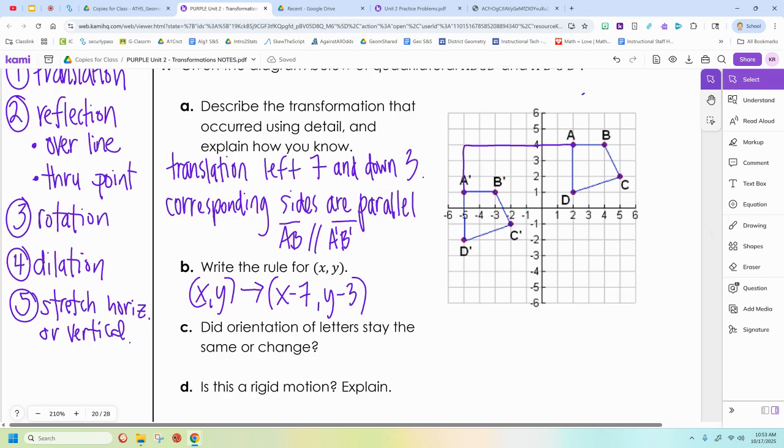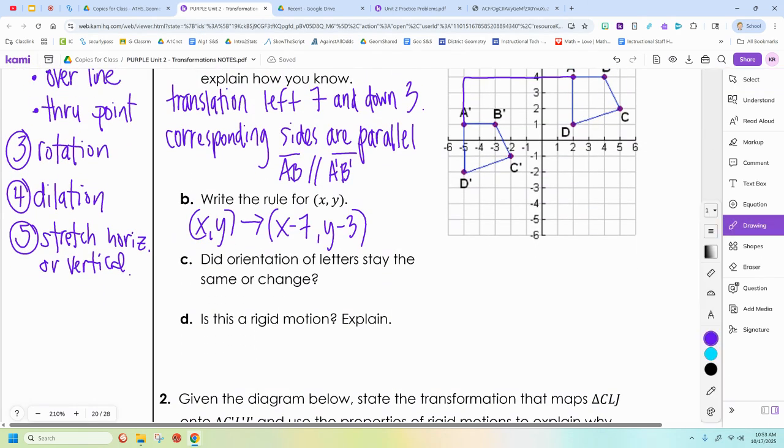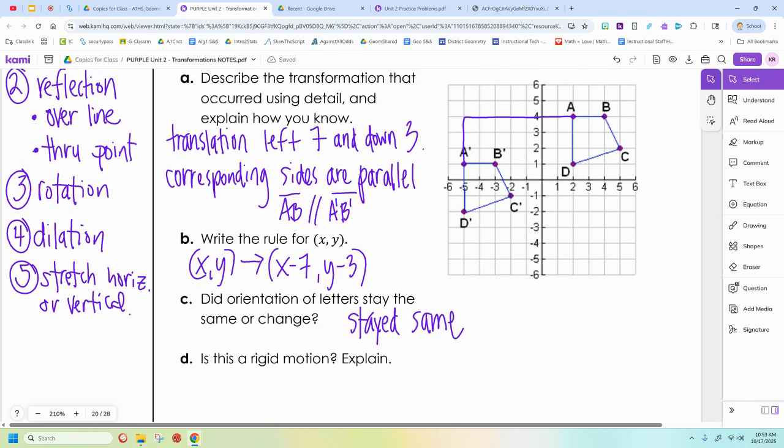Okay, I think Sophia already answered this. Did the orientation of the letters stay the same or change? Stayed the same. Okay. If that's something you still don't quite understand, just see me on the side before we go to lunch and I'll explain it to you.